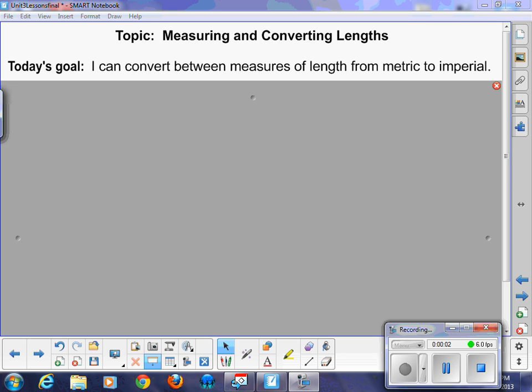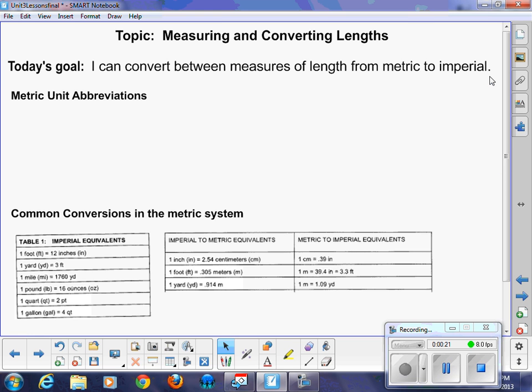Okay, welcome to the fourth lesson. We're talking about measuring and converting lengths. So, I can convert between measures of length from metric to imperial and vice versa. What I want you to be able to do today is measure in metric or imperial, and convert it to the corresponding or matching units.